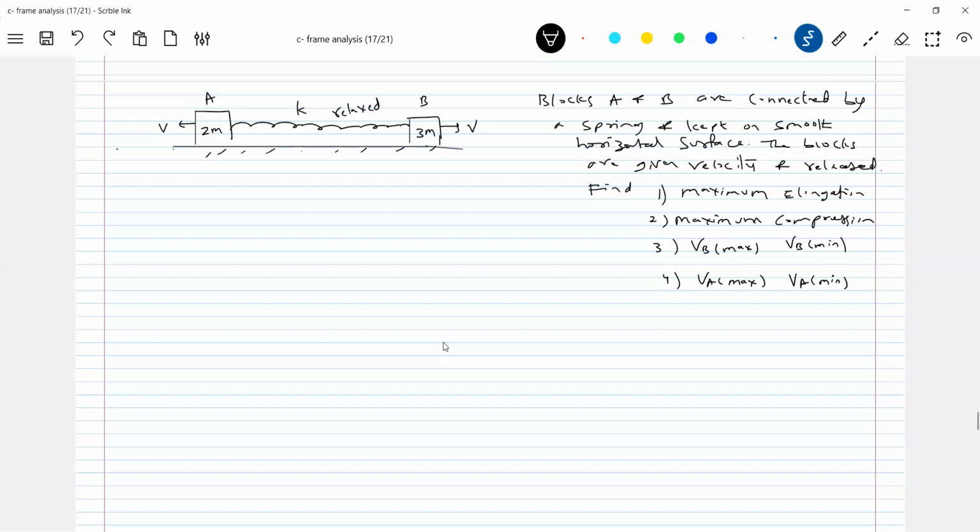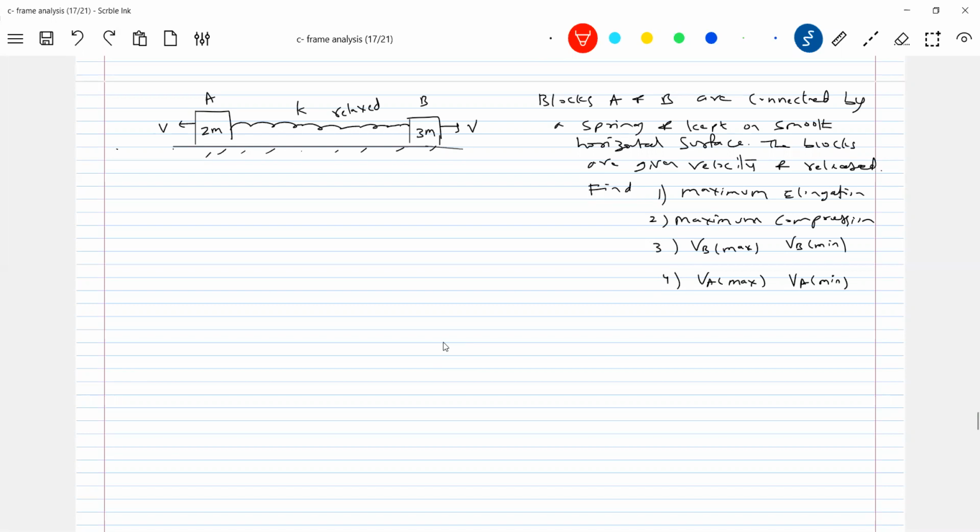At maximum elongation or maximum compression, in what direction will the blocks have velocity? This is the first question you have to ask. They will have velocity in the direction of the velocity of center of mass, or in the direction of initial momentum, either one. Let me prefer the velocity of center of mass.